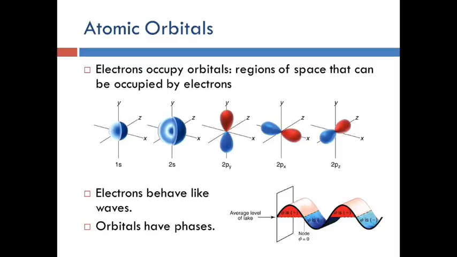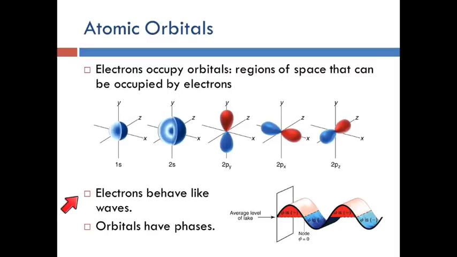So we need to review some stuff from Chem 1A. Atomic orbitals. Do you remember these guys, these funky shapes? These are atomic orbitals. Orbitals are regions of space that can be occupied by electrons. The s orbitals are spherical. The p orbitals are these funky kind of dumbbell shapes.